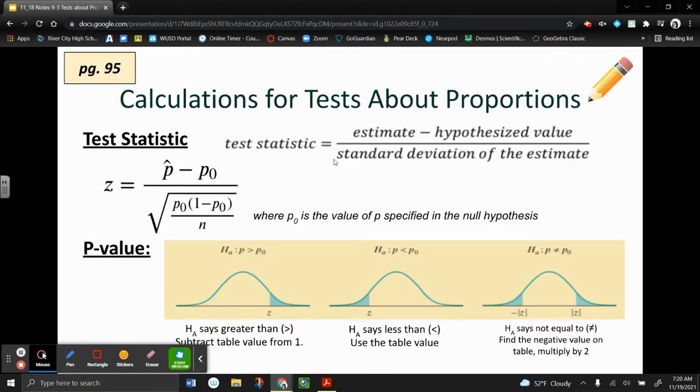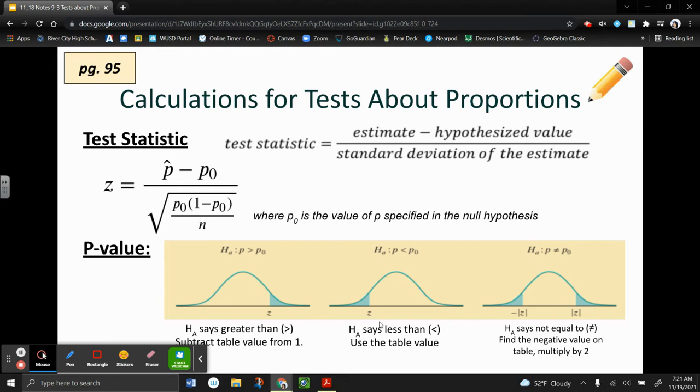All right, so in step 4, this is where we do our calculations. In our calculations, we need two things. We need our test statistic and our p-value. So generally, the test statistic is calculated by doing the estimate minus the hypothesized value divided by the standard deviation of the estimate. More specifically for proportions, it's going to be p hat minus p sub 0 over the square root of p sub 0 times 1 minus p sub 0 over n. So this p sub 0 is the value of p specified in the null hypothesis, which in this case is 0.80.